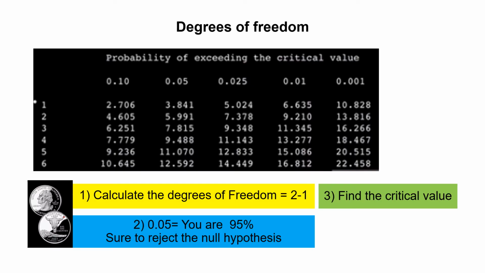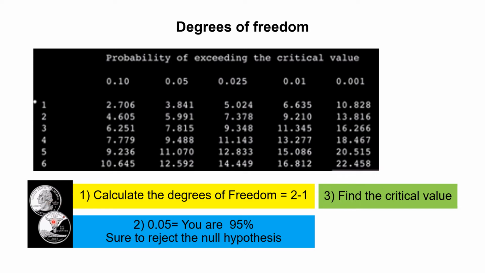So now I'm going to show you how to use the table, and it's very easy. There are 3 steps, and one table like this will appear on your Moodle test, or you can bring one of these. So again, the first step is to calculate the degrees of freedom. In this case, it is 2 minus 1. Why? Because you have heads and tails. You have these two treatments.